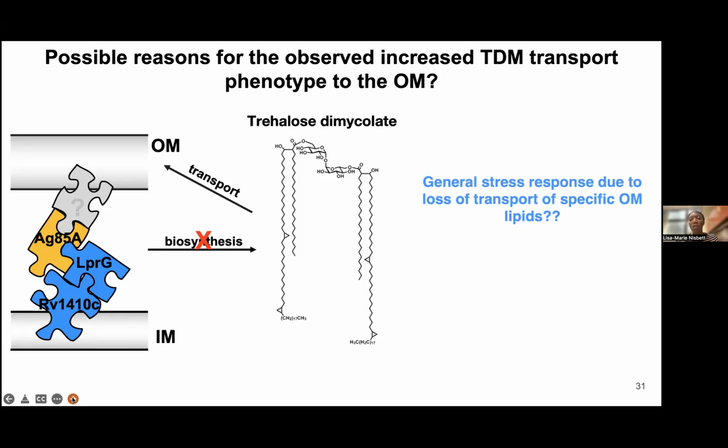Loss of LPRG and Rv1410c could possibly lead to loss of other outer membrane specific lipids, and the bacteria may be compensating for this by shuttling more trehalose dimycolate to the mycobacterial outer membrane.